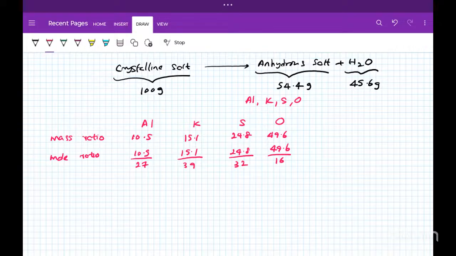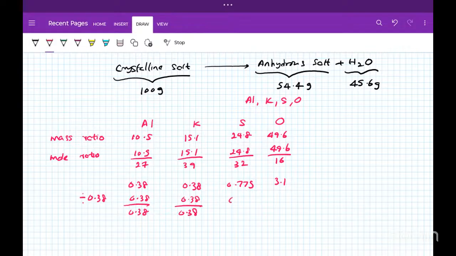So here, if you take this one, potassium will be having 0.38, aluminum is having also 0.38. I don't know, in this book they are saying like this, 0.775, this one, this is 3.1. So you are dividing this one from the 0.38. I'm just referring to the book. I just want to show you something on this one.